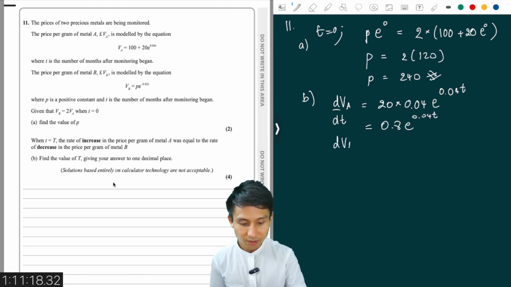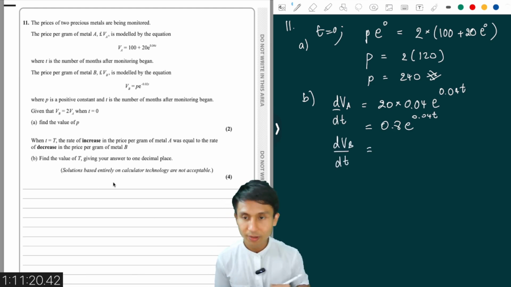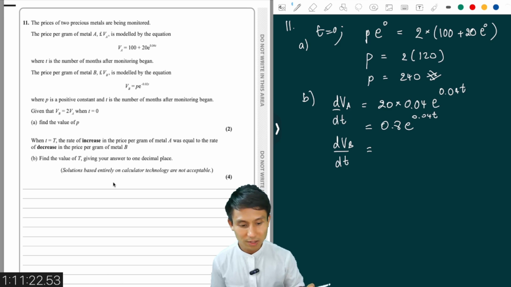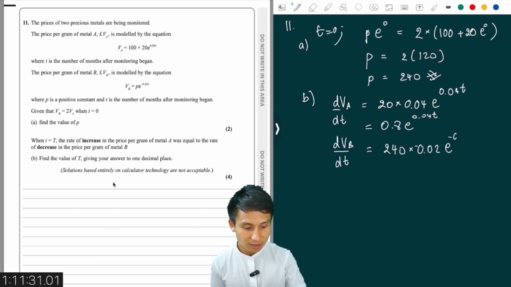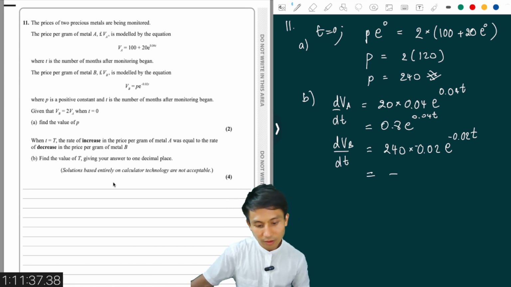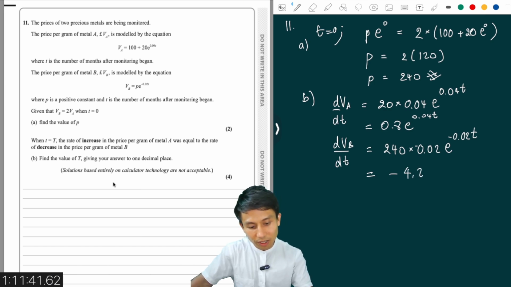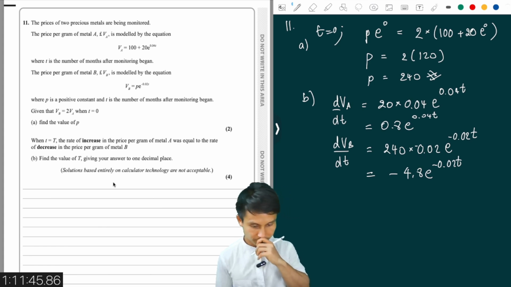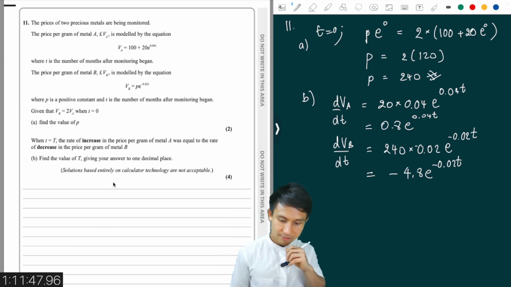And then dVB by dt for the same. Now we know P, which is 240, would be multiplied by minus 0.02 e to the minus 0.02t. So that is minus 4.8 e to the minus 0.02t. Yeah, I'm happy with that.